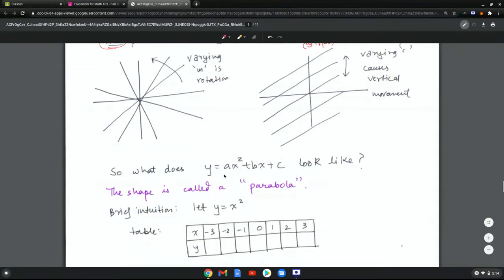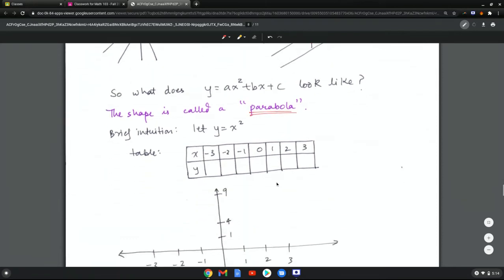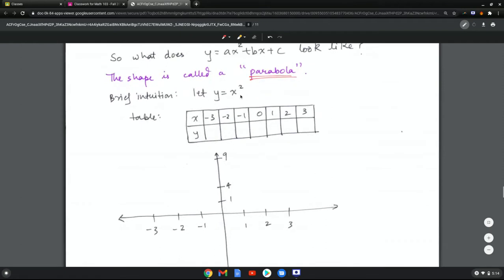So what does a general quadratic, y equals ax squared plus bx plus c, look like? The shape is called a parabola. Let's see what it should look like. For a brief intuition, let's start with the function x squared and make a table. Now when x is 0, y is 0. When x is negative 1, that's 1. That's 4, 9. 1, 4, 9.